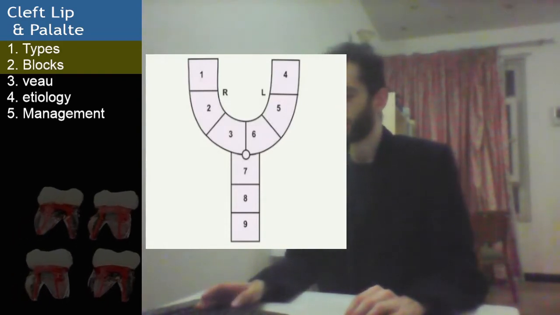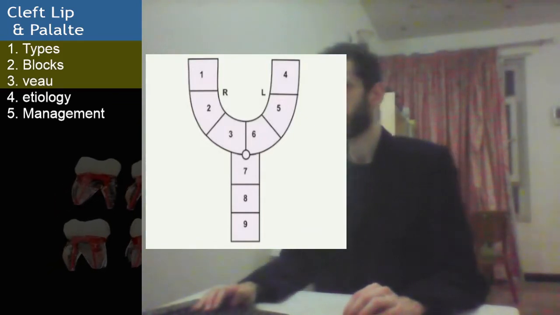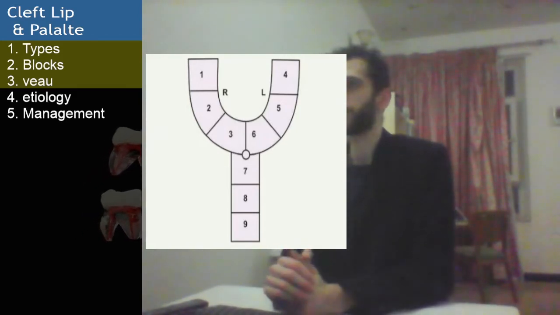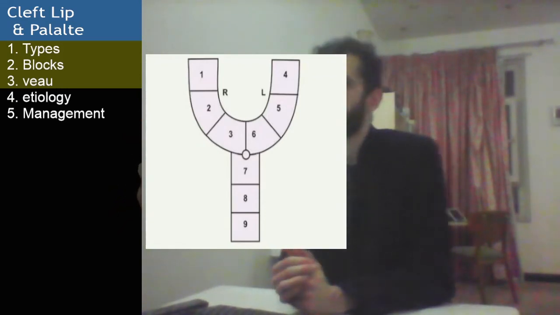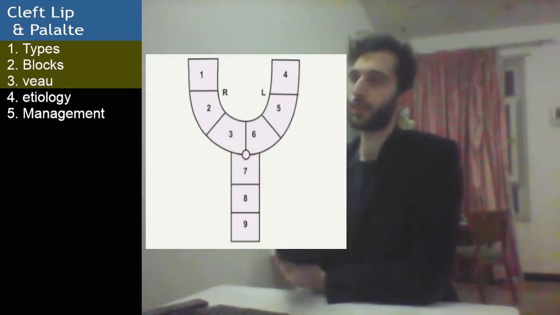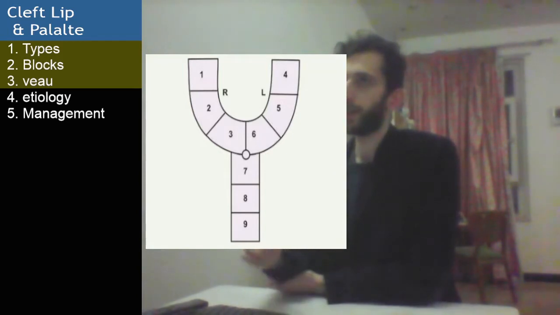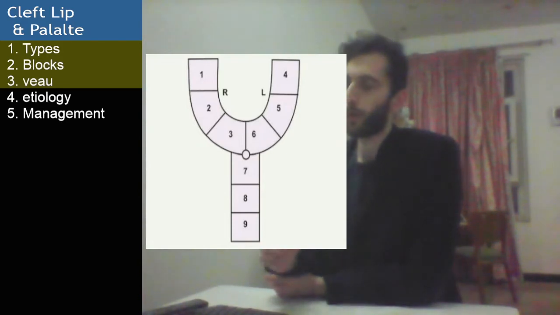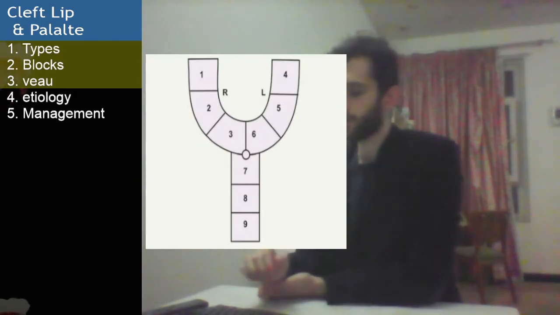There is another classification called the Veau classification. This scientist has classified cleft lip and palate into 4 groups. The first is the cleft restricted to the soft palate, posterior, meaning block number 9. Then group number 2, when the clefts involve the hard and soft palate, but are limited up to the incisive papilla. This one is the incisive papilla.